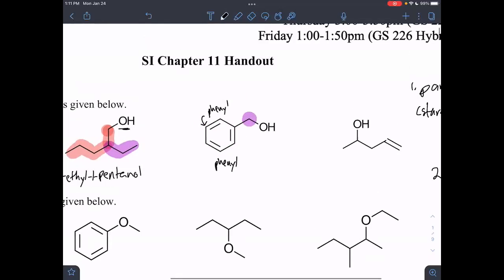So phenol looks like this when the alcohol is directly attached to the ring. This position is the benzylic position where it is 1 carbon separated from the ring. So this could also be called benzyl alcohol.